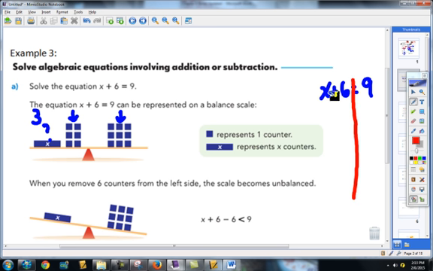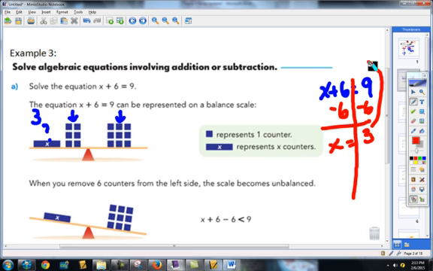Okay, and then we ask ourselves, what is happening to the variable? Well, we are adding 6 to the variable, so I need to do the inverse of adding 6, which is subtracting 6, which would leave me with x equaling 3. We take that and plug it in. Is 3 plus 6 9? Absolutely.